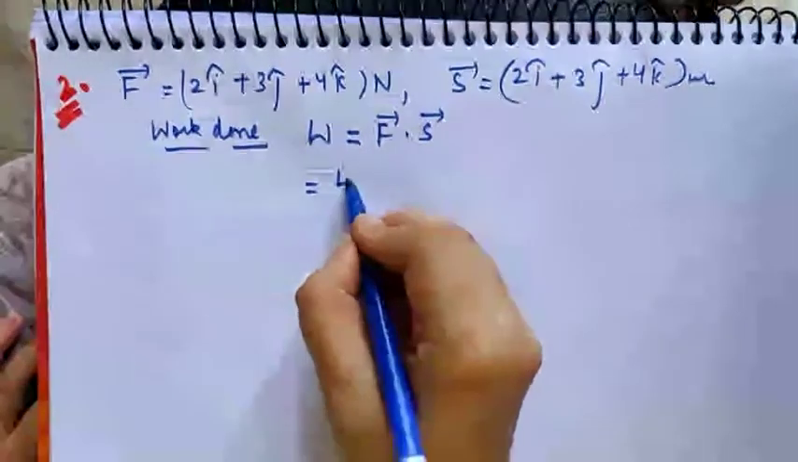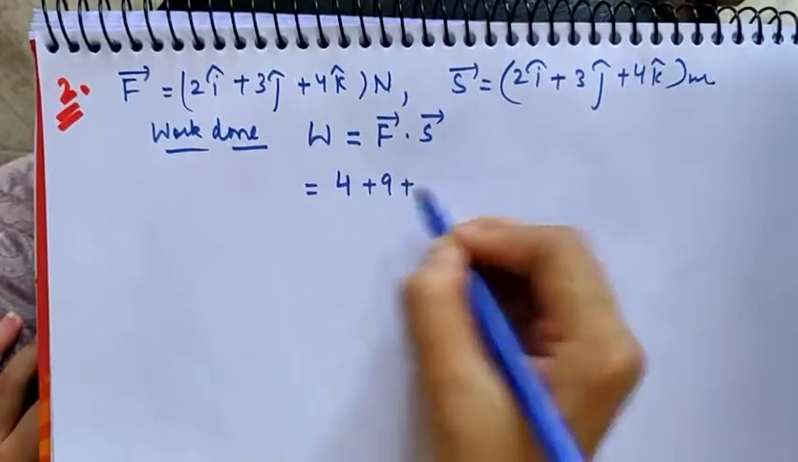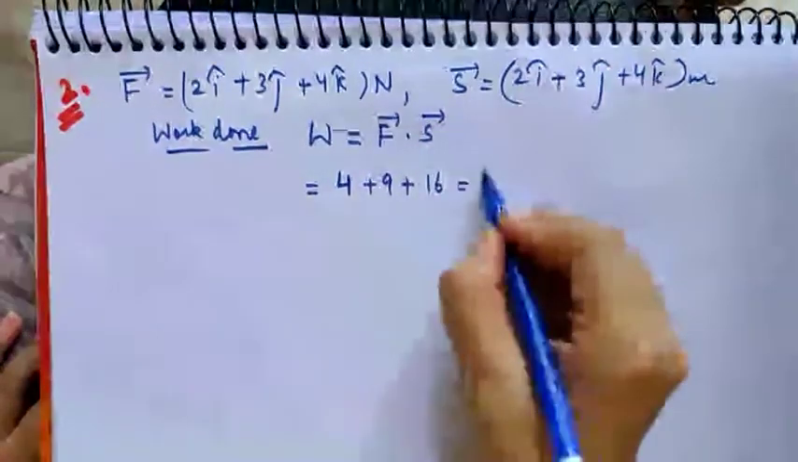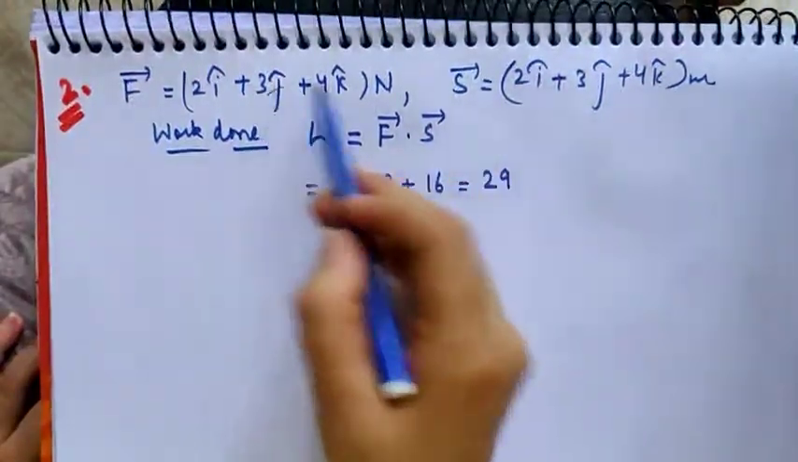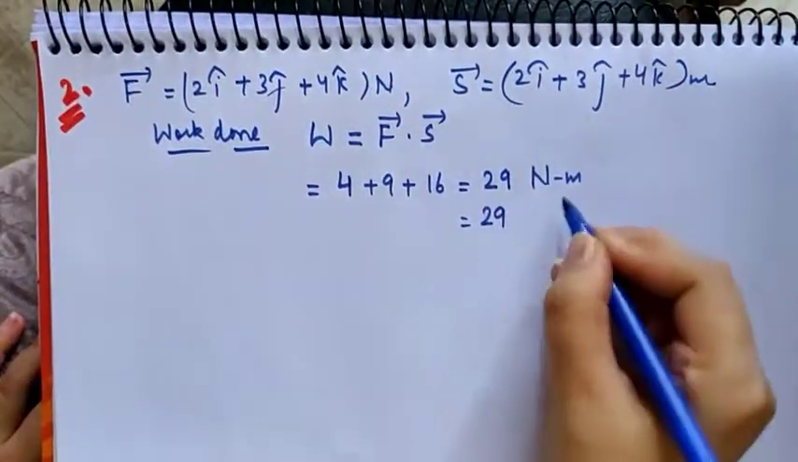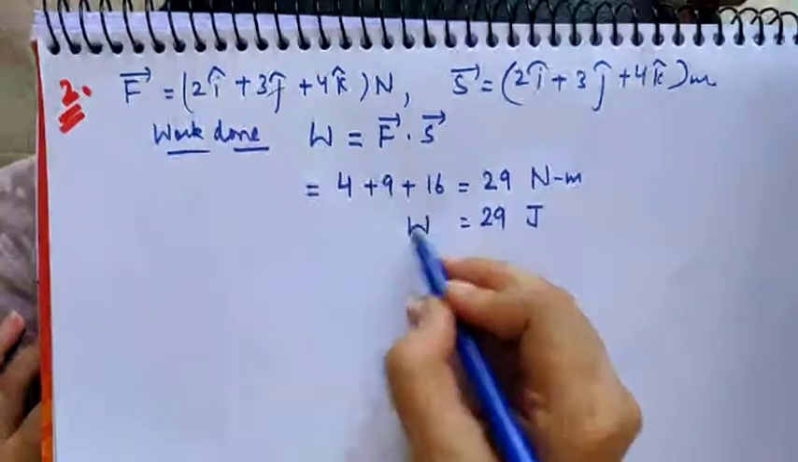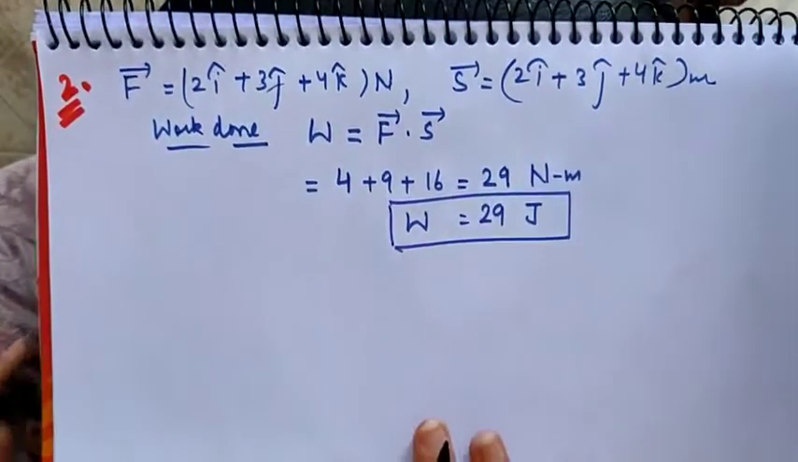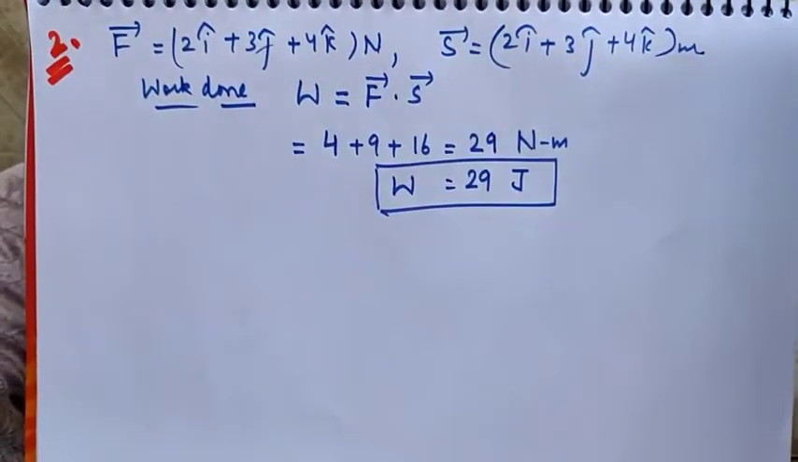2 into 2 will be 4, 3 into 3 will be 9, 4 into 4 will be 16. Directly multiplying them we get 29. This is Newton, this is meter, so it will be Newton meter. Newton meter further is equal to joule. So you can write the work done in this case is equal to 29 joule. Very important and very easy question again.